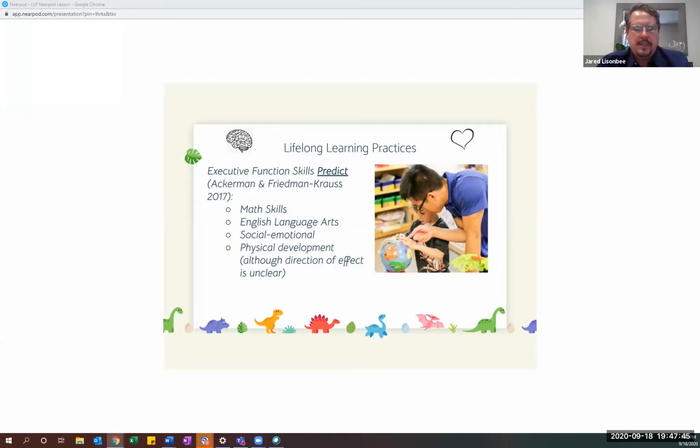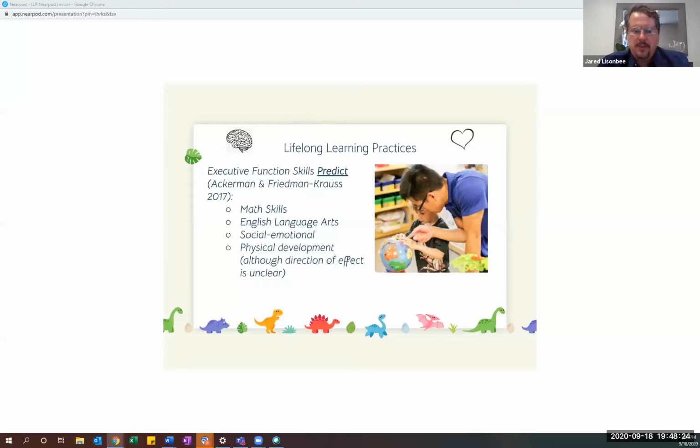Executive functioning predicts the ability to understand and complete math, basically develop math skills. English language arts, with the next set of classes next month in October that Jamie will be teaching. She'll be referring back to these executive functioning skills and how they're essential for developing English language arts. Just put a little plug in there for Jamie's presentation next month. They're also closely intertwined with social emotional success, as well as, and this is kind of an interesting one, physical development.